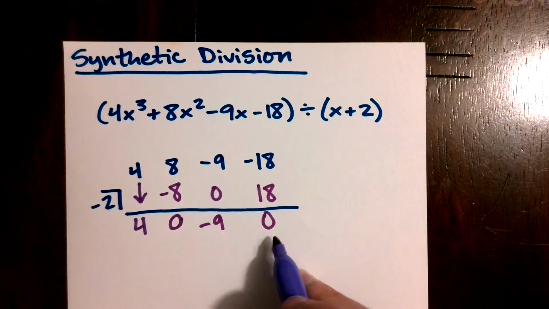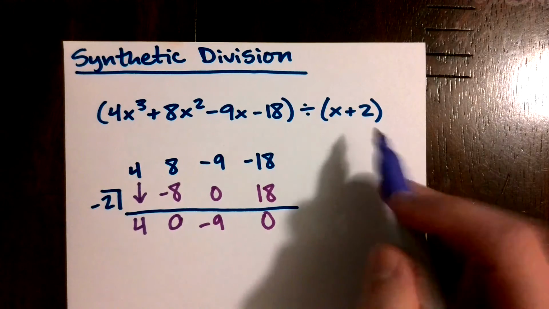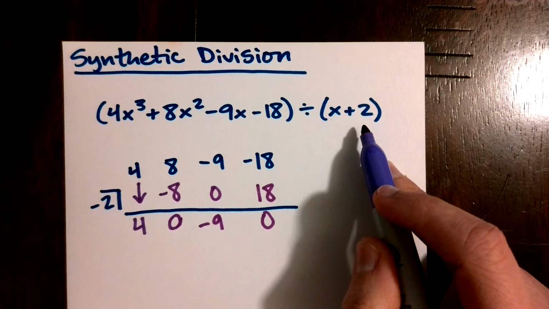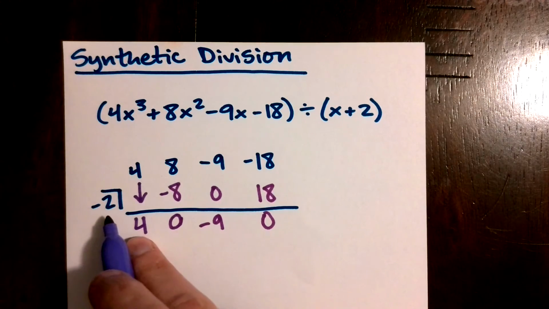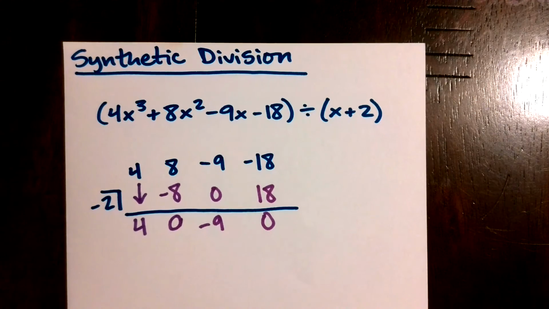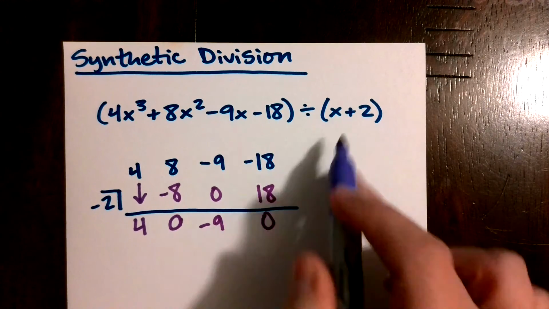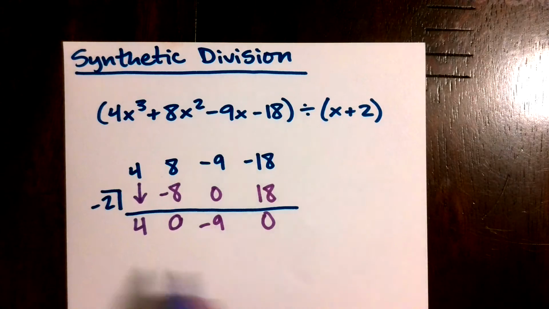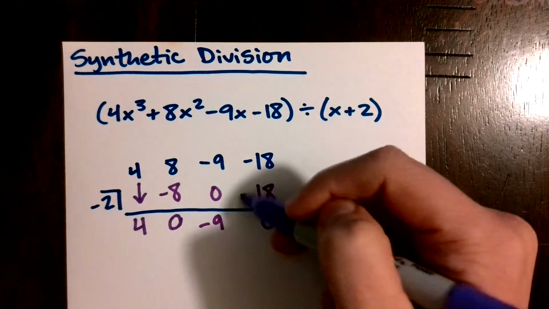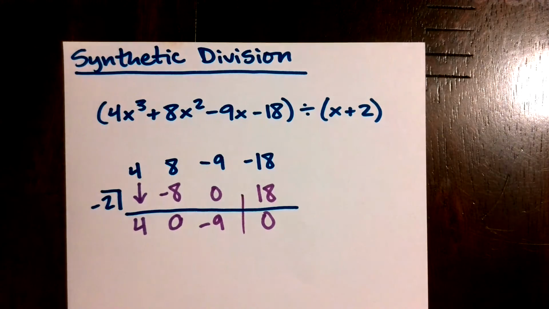So we got 0. First of all, that tells us that x plus 2 is a factor, divided in evenly, that -2 is an x-intercept. All of that will be important eventually. But whenever we divided, what we got out of it is this part. That part's the remainder, that last number.